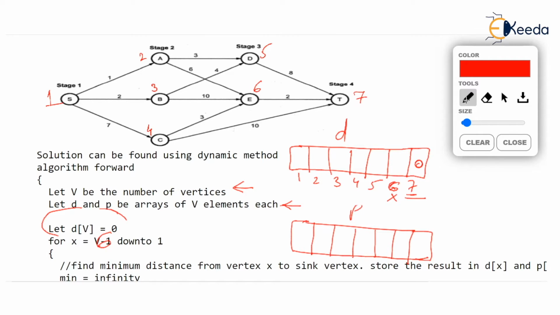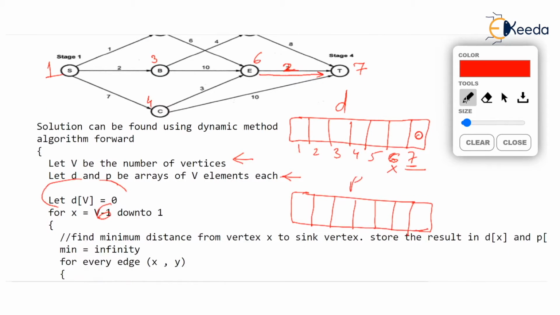We want to find out d6. What does that mean? We want to find out the best distance from 6 to 7. The best distance is the only distance that we are having, because there is only one way of going from 6 to 7 and the shortest distance is 2. Correct or not? So there is absolutely no difficulty in seeing that the shortest distance from 6 to 7, that is d6, has to be 2.